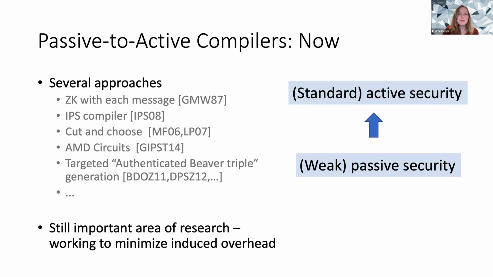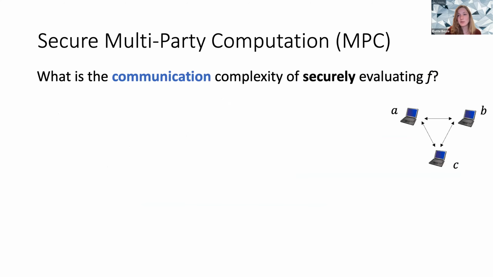And when I refer to the overhead, of course, there are different metrics. The one I'm going to be focusing on is the communication complexity. Of course, the computation also plays a role. It ends up being the case, at least in a lot of these protocols, that communication ends up being a bottleneck.